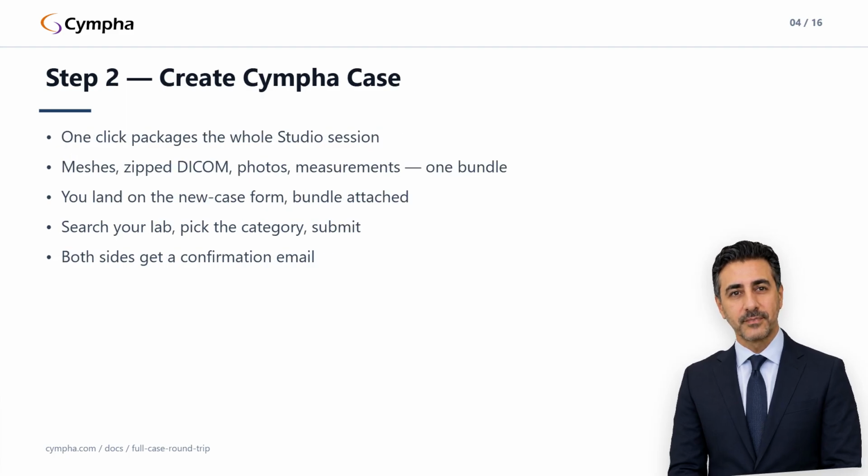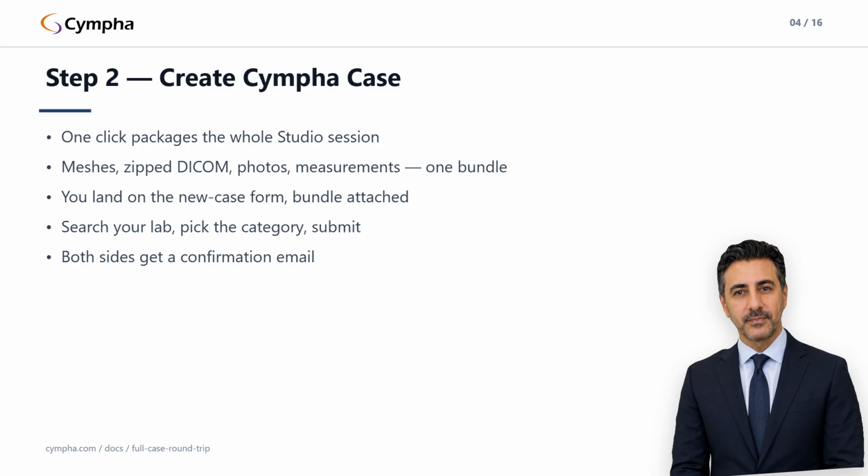When the upload finishes, the browser navigates by itself to the new case form on app.cympha.com, with that bundle already attached. From there it's the standard intake, and there are 3 things to fill in. Search for the lab by name. Pick the category, and there are 4: AlignerBot, orthodontics, implant, or lab service. Then fill in the patient demographics.